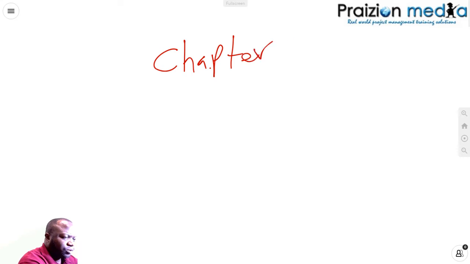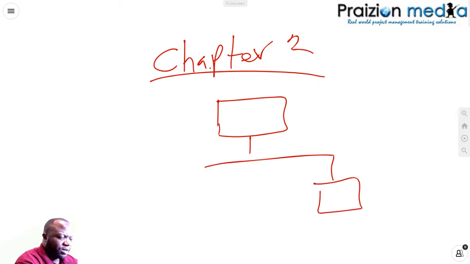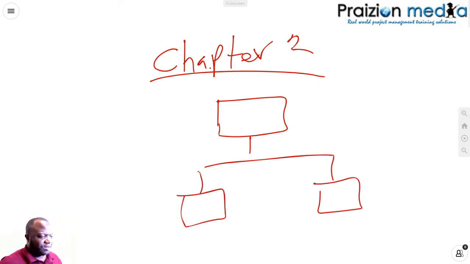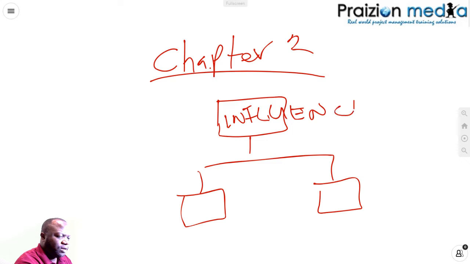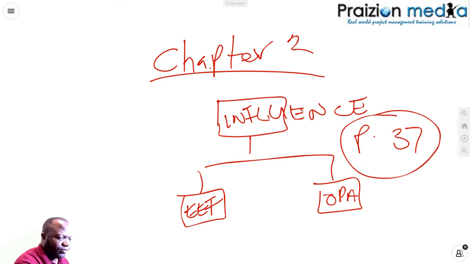So in chapter 2, there is an image that shows you something that looks like a WBS. But actually, this is showing you influence on projects. What could influence the project? And of course, it's your EEFs and your OPAs. And I did a very big video about this a few days ago. But you've got your EEFs and your OPAs, and under that you've got internal and external EEFs and OPAs. So take a look at that one on page 37. This is a good image to give you that visual to make stuff stick.